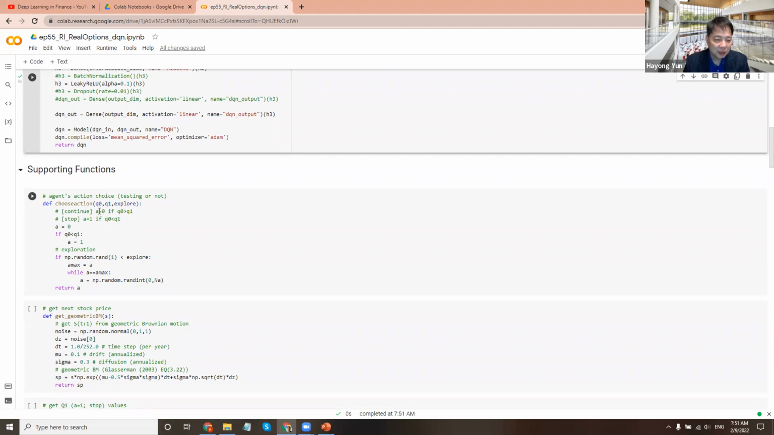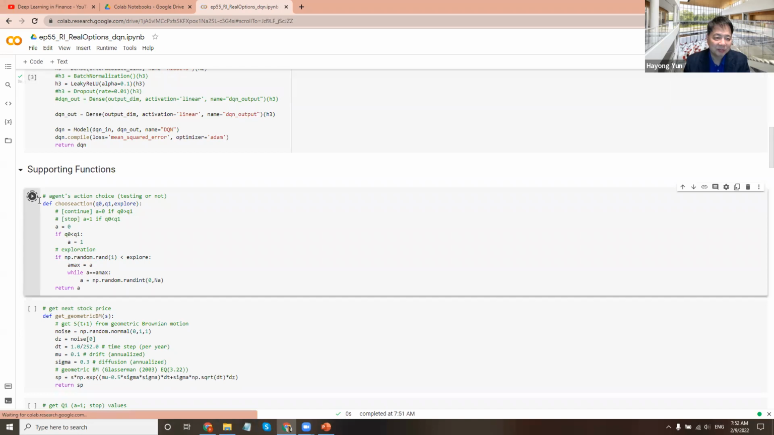So choose the action. Here we'll get the Q0 and Q1. Continue is A0, stop is A1. If Q0 is larger, then continue. If Q1 is larger, then stop. And we do epsilon greedy exploration, meaning we sometimes choose the non-Q-maximizing action, just to get out of local optimum traps.